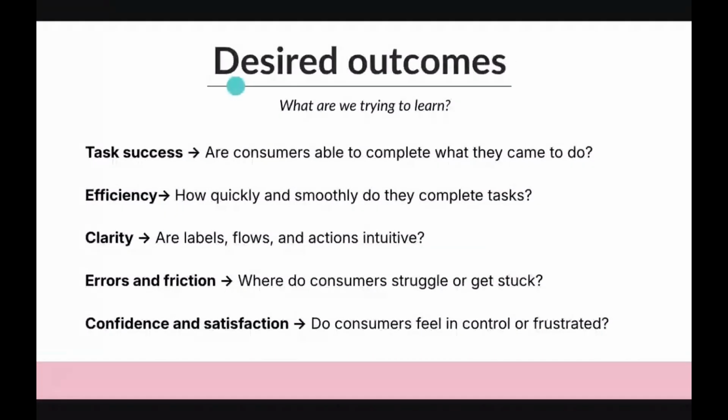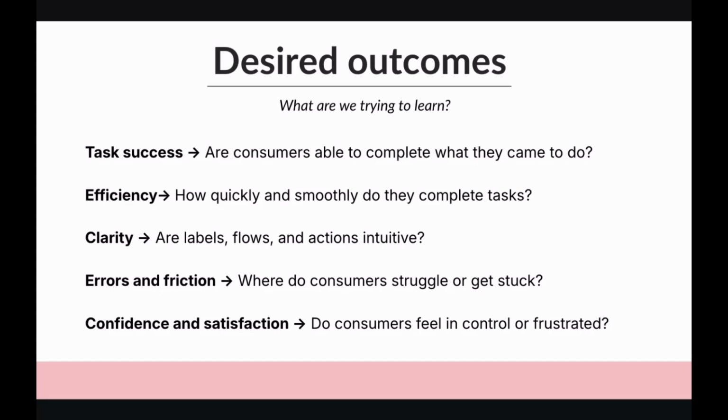When we run shopper research, we're not just asking people whether they like something and what their buying journey actually looks like. We're looking for very specific desired outcomes that tell us how well the experience works or doesn't work. So the first is task success. Can consumers complete what they came to do? Whether that's getting to the store, locating the product, making the purchase, completion here is the baseline.